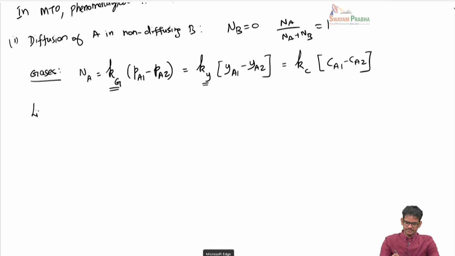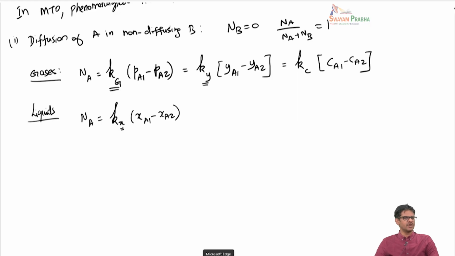And for liquids, we write NA is equal to Kx times (Xa1 minus Xa2). Here X is reserved for liquid phase composition or liquid phase mass transfer. X here is the mole fraction of species A in a liquid mixture, and this is the corresponding mass transfer coefficient, small kx. You can see I am using a unique set of mass transfer coefficients depending upon the driving force expressed in different units.